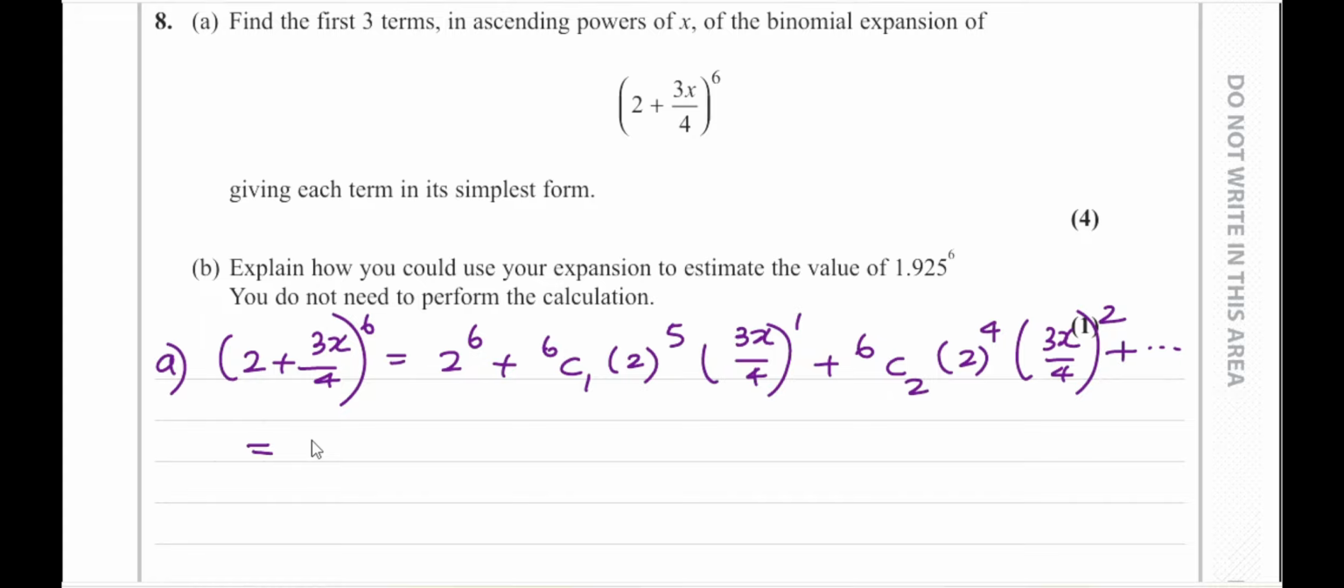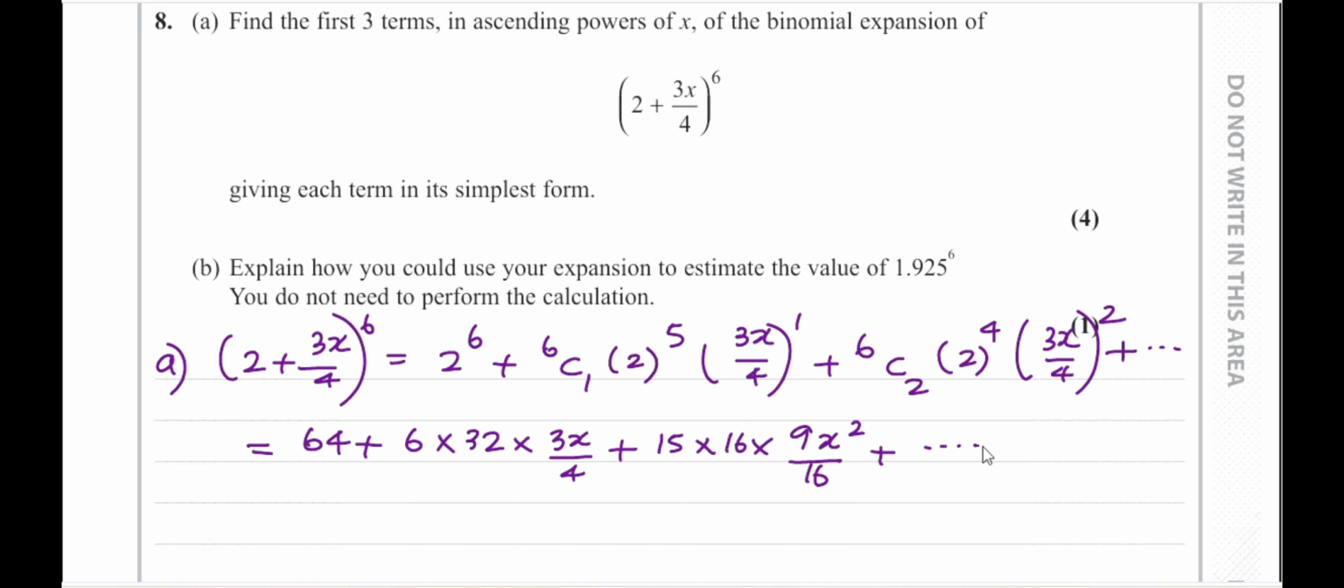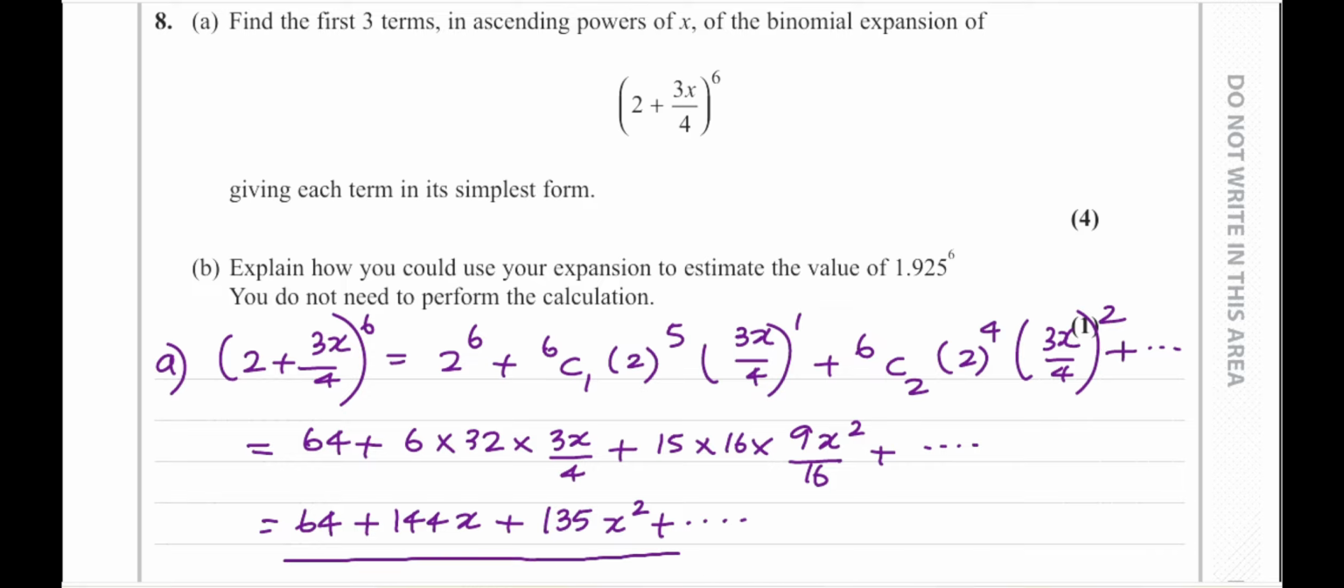Simplifying this, we get 64 plus 6 times 32 times 3x over 4 plus 15 times 16 times 9x square over 16 plus dot dot dot. Further simplifying this, we get 64 plus 144x plus 135x square plus dot dot. We only want three terms.